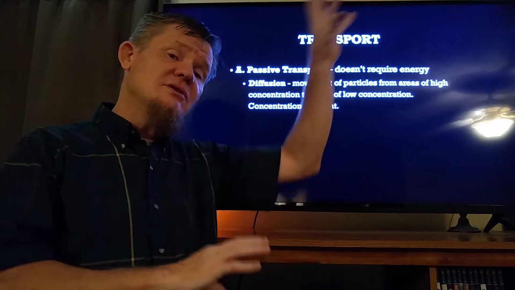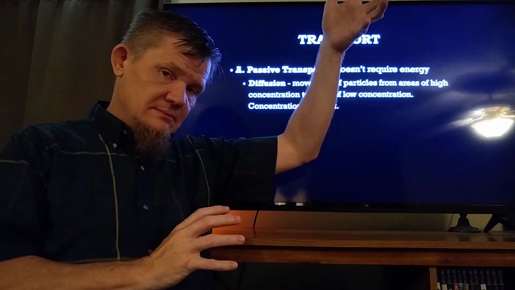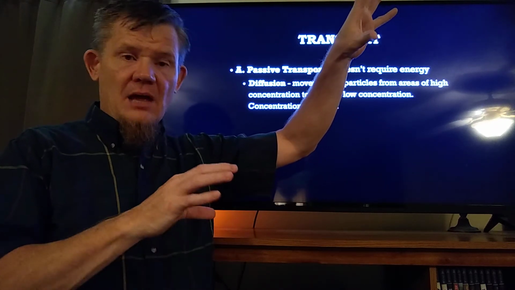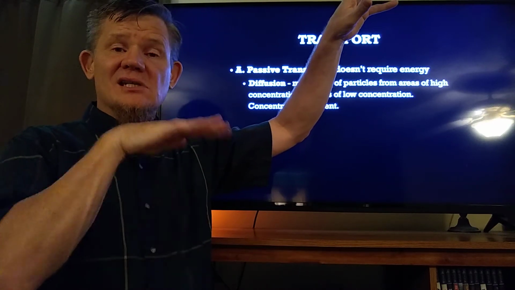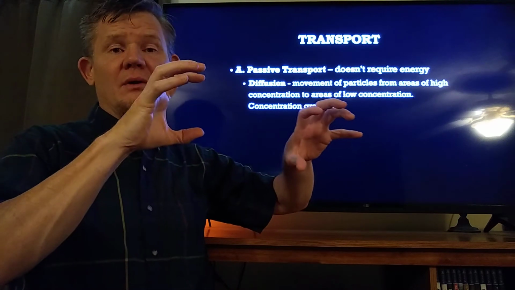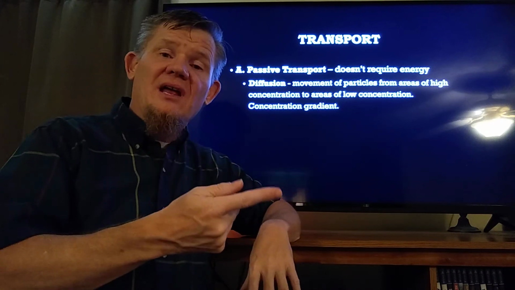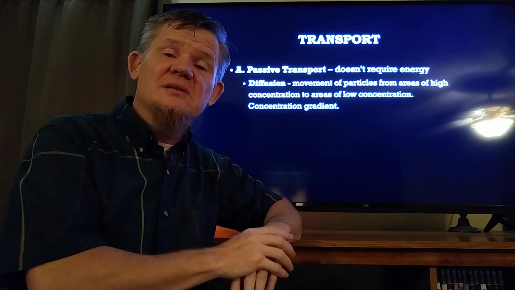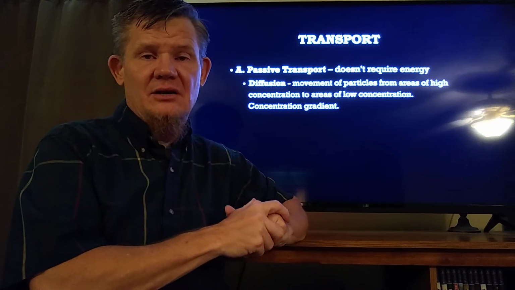Because if I have two different areas, that means I've got stored energy between these two areas. And what I want is for the energy level to be at its lowest state possible. And the only way for that to happen is for them to be equal. And that's why the particles will move. The reason why we want it at its lowest energy state possible is because it is most stable when it's at its lowest energy state.